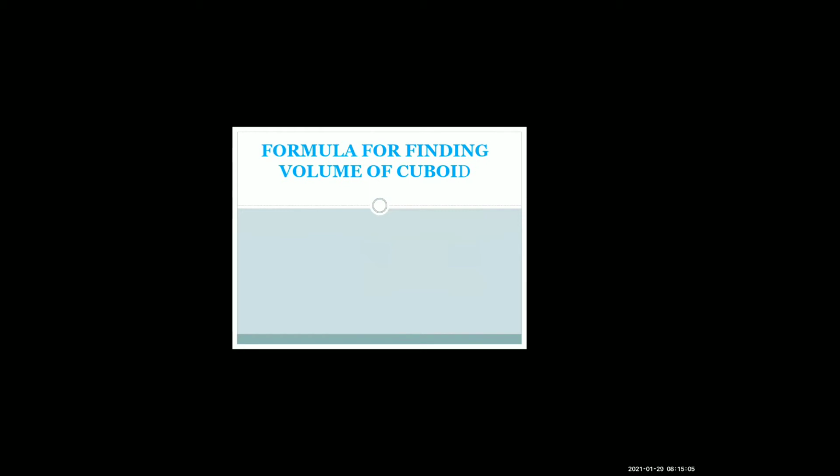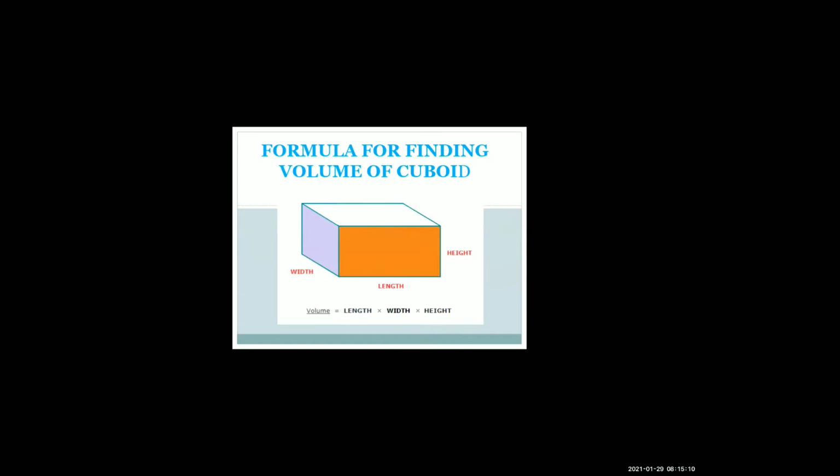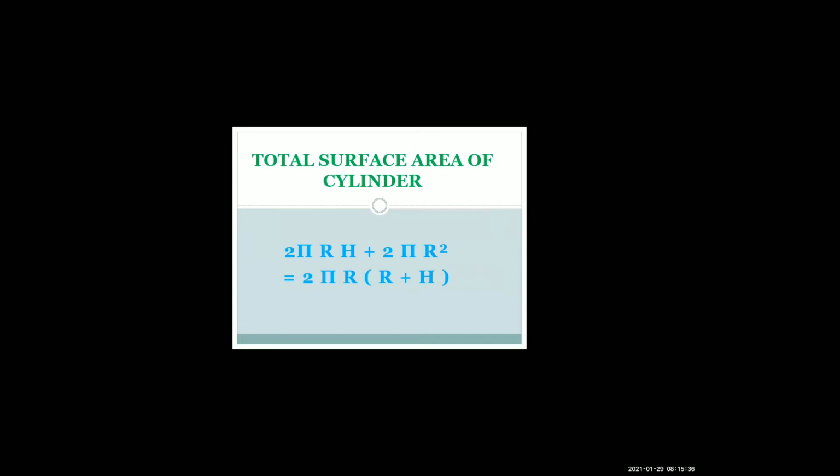Formula for finding the volume of a cuboid. Cuboid, that's the one which I showed you. Cuboid volume is length into width into height, or you can say length into breadth into height. Next, the total surface area of a cylinder, which is what we are going to consider. I'm just telling you all these formulas again because you are going to use them. We have already done this. 2 pi r h is the lateral surface area, and 2 pi r square is the base area plus the area of the circle on the top. So base areas plus the lateral surface area will give you 2 pi r into r plus h, or h plus r. The 2 pi r comes common, h plus r remains inside.